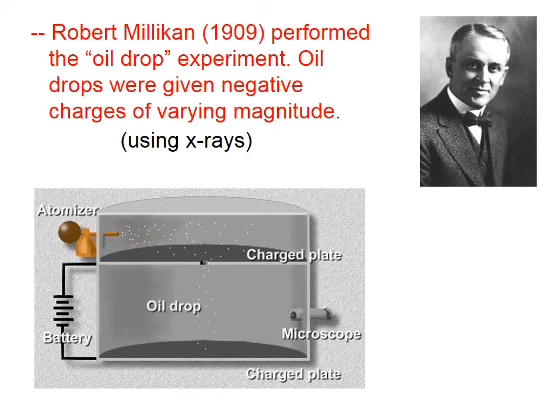Now, these particles were given a charge using X-rays, and because they were charged, they would be attracted or repelled from one plate or the other. And so what could happen is a particular oil droplet could be made to hover in front of this microscope right there. So Milikin could focus on this oil droplet and he could make it just hover there with gravity pulling it down and the electric field holding it up.